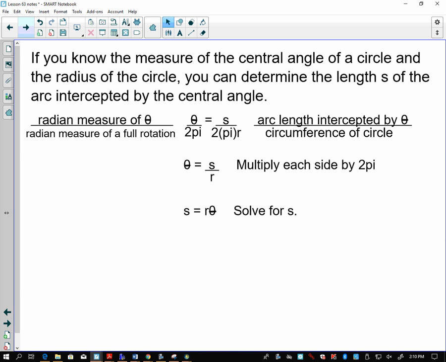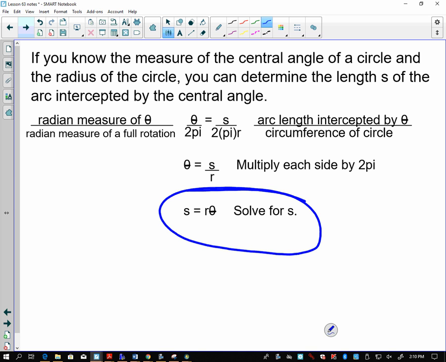Okay, if you know the measure of the central angle of a circle and the radius of the circle, you can determine the length s of the arc intercepted by the central angle. All of this looks really super complicated, and it's really not worth describing other than if you know your degrees in radians, you can find the length of the arc using arc length equals your radius times your angle in radians. Theta is the measure of your angle in radians. So if it's not already in radians, you don't want to necessarily use this.